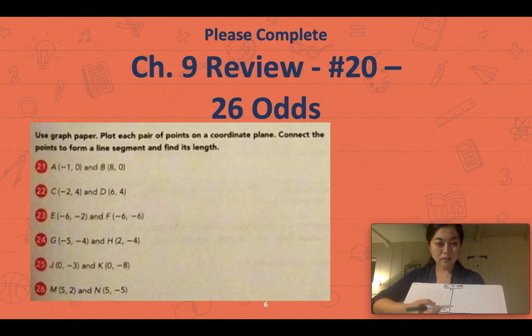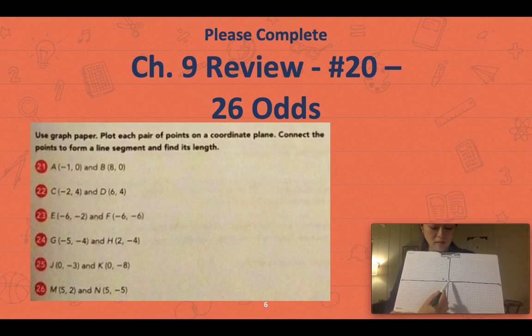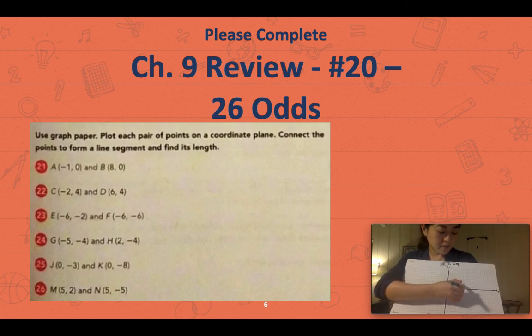Okay. So then 8 is on the x-axis, right? So 1, 2, 3, 4, I don't think you guys could see very well. Okay, 8, 0 for B. 1, 2, 3, 4, 5, 6, 7, 8. So this is my B.